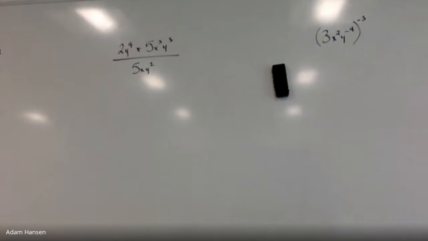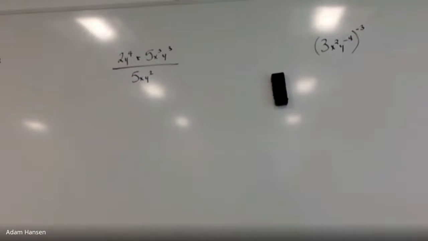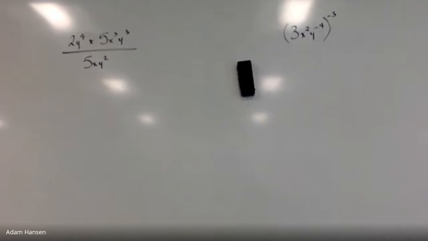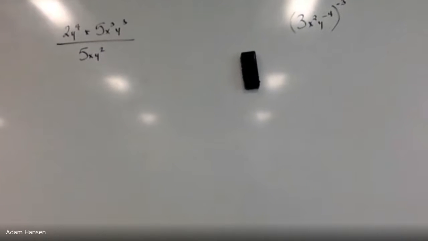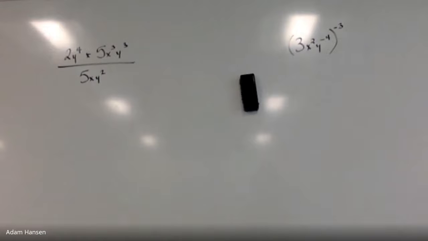Because wouldn't you just take 2 times 5 divided by 5? Yeah, it's still just 5. Or it'd be 2, pardon me. Next one, 2y to the 4th times 5x cubed y cubed all over 5xy squared. Last one, what is quantity 3x squared y to the negative 4th raised to the negative 5th?